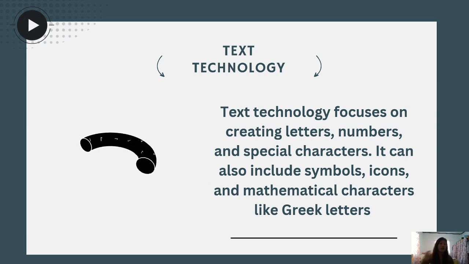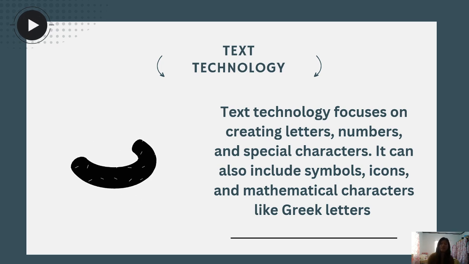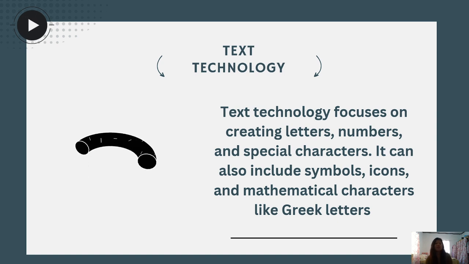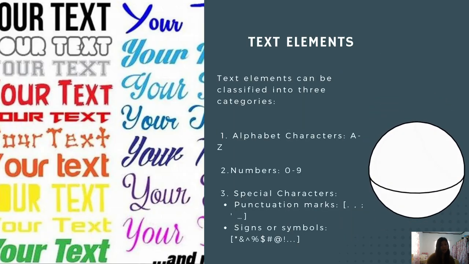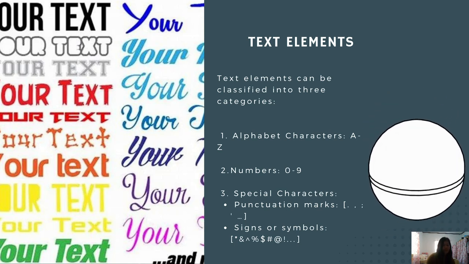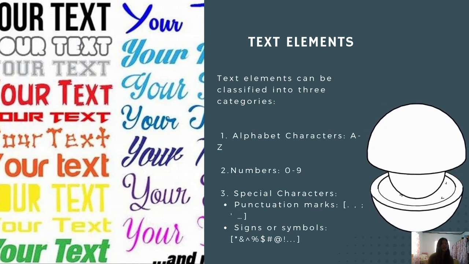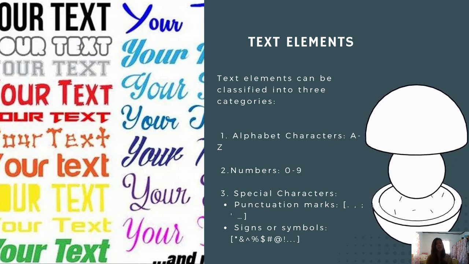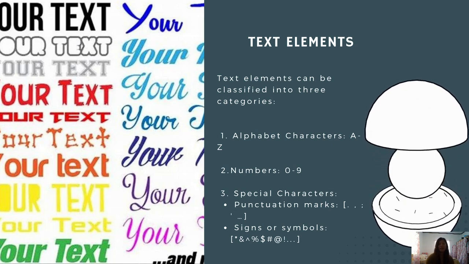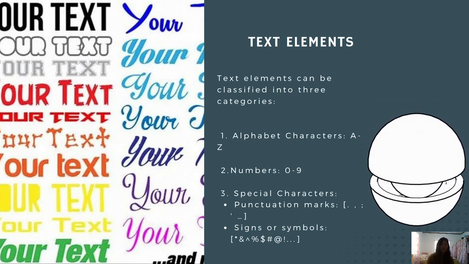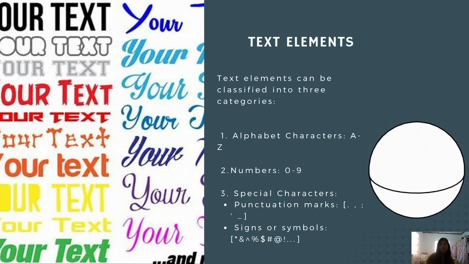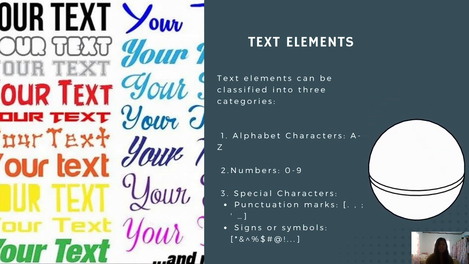Text technology focuses on creating letters, numbers, and special characters. It can also include symbols, icons, and mathematical characters like Greek characters. Text elements can be classified into three categories. First is the alphabet characters, A to Z, numbers 0 to 9, special characters, punctuation marks, signs, or symbols.